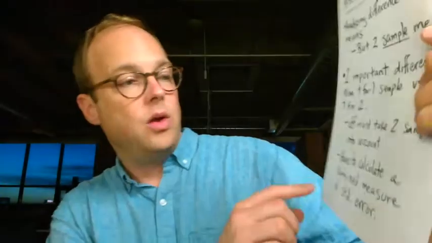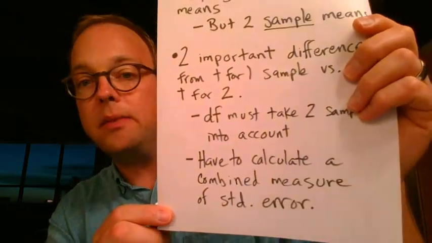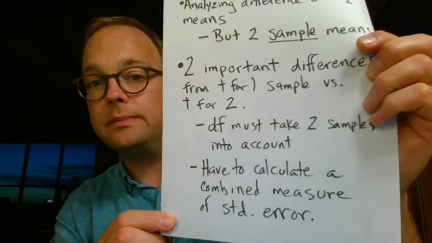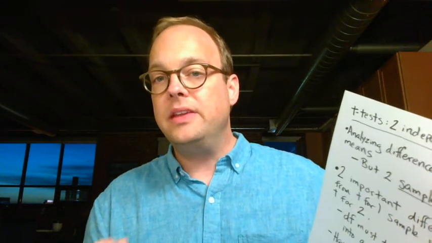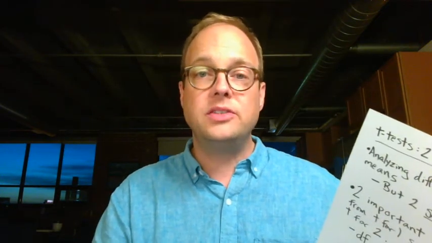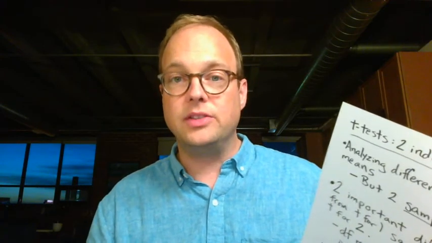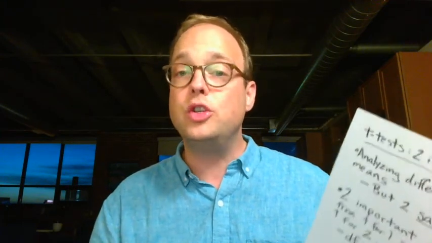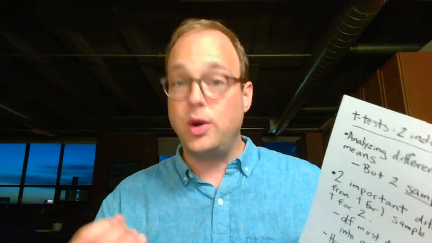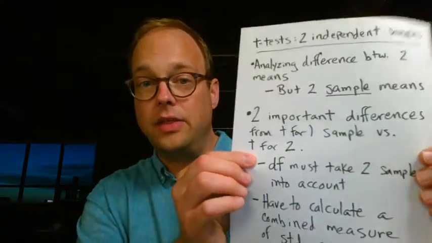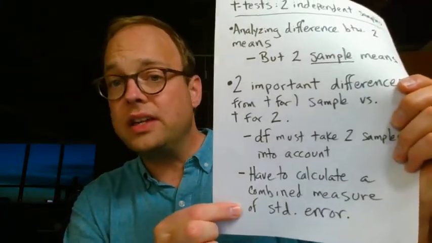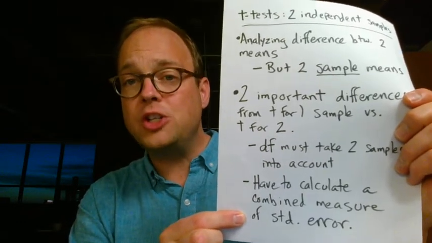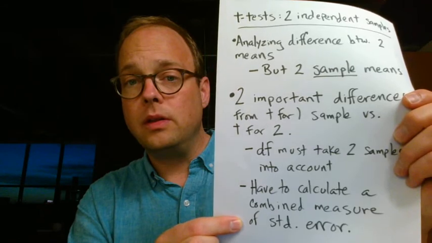Which leads me to my second point. This is the same handout I was using before. We have to calculate a combined measure of standard error. So those are the most important differences that you need to keep in mind when conducting a t-test for one sample versus a t-test for two samples. These are the two things that really separate those two procedures drastically. And that is that the degrees of freedom must take two samples into account, and we have to calculate a combined measure for standard error.